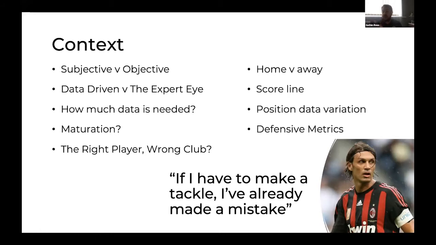I go back to this quote by Maldini, probably one of the best defenders in the last 30, 40 years: if he's had to make a tackle, he's already made a mistake. So using tackle percentages, win or lose, possibly isn't the best way of looking at defensive metrics. Can we look for something else off the ball, which is very, very hard when you're using third-party information to make these judgment calls? So that's a little bit of how I would use context in the data.